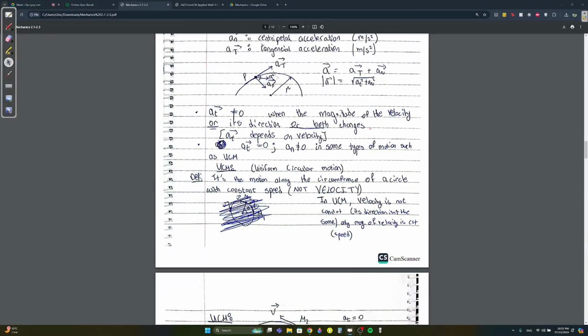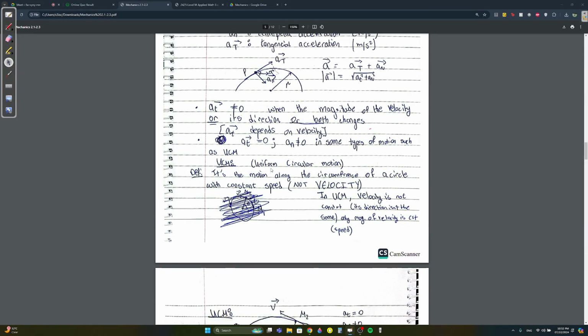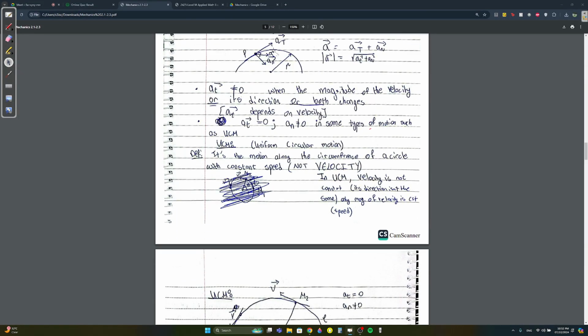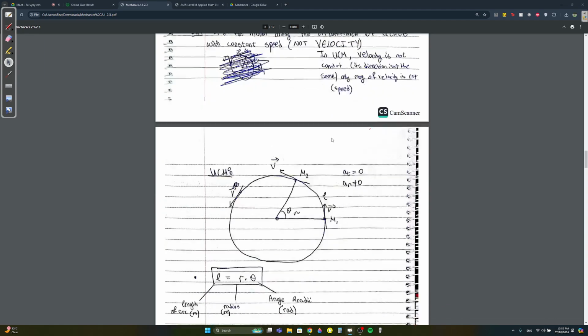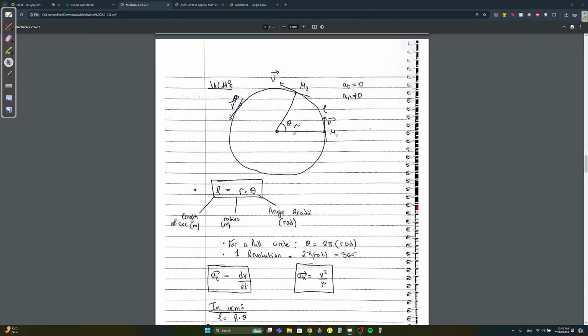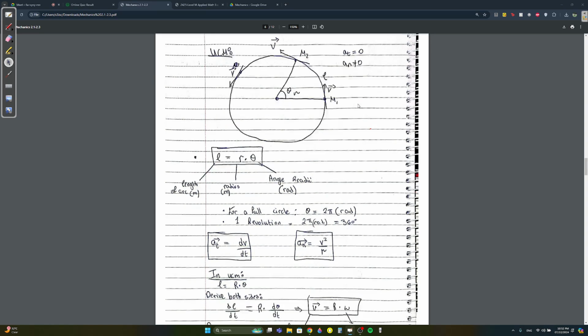Okay. UCM is uniform circular motion. It's the motion along the circumference of a circle with a constant speed, not velocity. Why do we say not constant velocity? Because the direction is changing, right? But the speed is constant. In UCM, velocity is not constant. Its direction isn't the same. Only the magnitude of the velocity is constant, which is the speed. So here, this is UCM. You have a point moving, it makes an angle theta, and this is the radius. You should know A tangential is equal to 0, but A normal is not equal to 0.